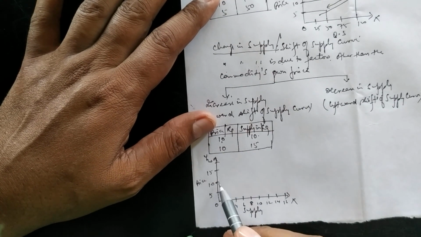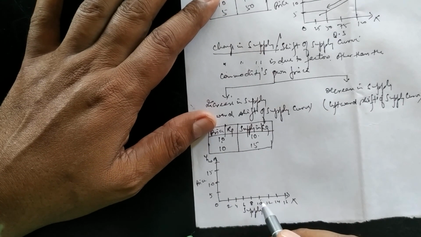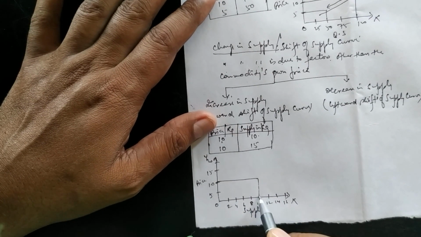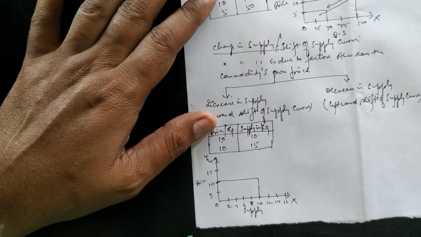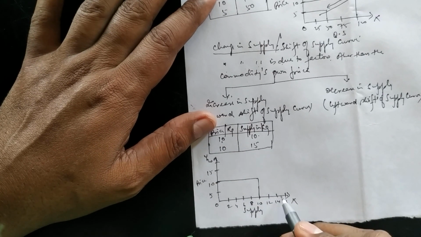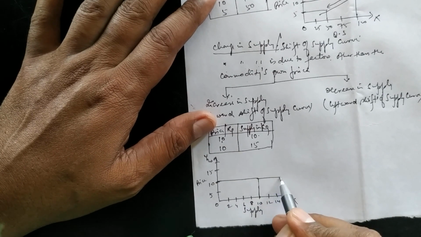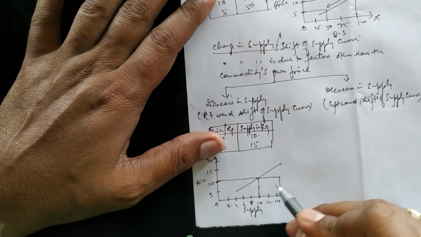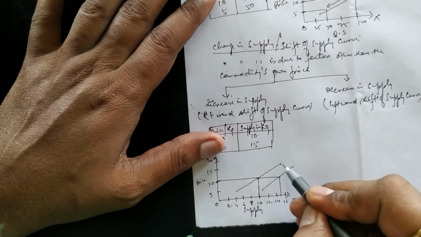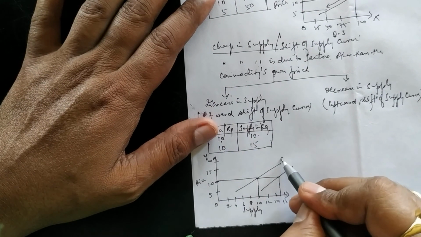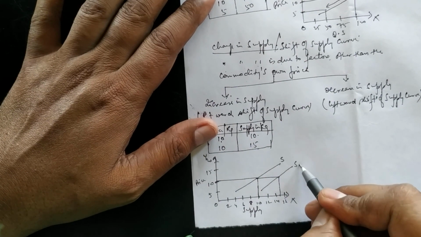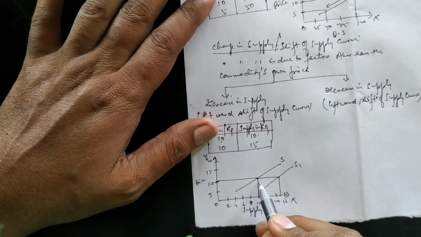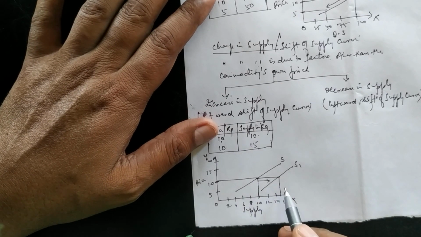Now, when the price was 10, supply was 10. Price remains the same, but supply changed to 15. You can see the graph looks like this. Now, this was the original graph, and this is the movement of the graph. You can see it moved from this direction to this direction.